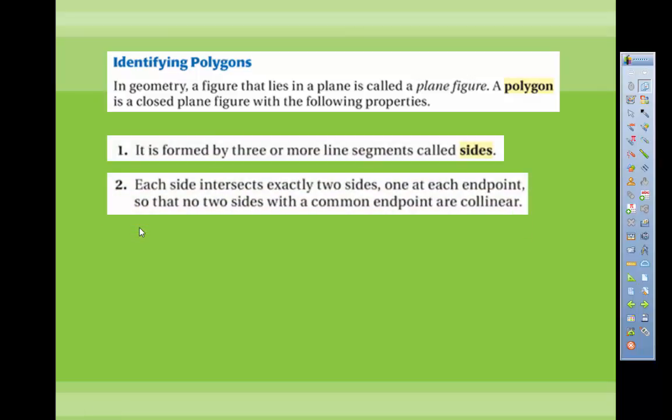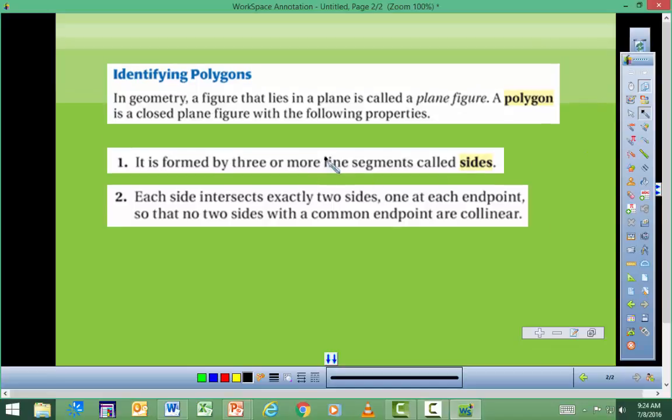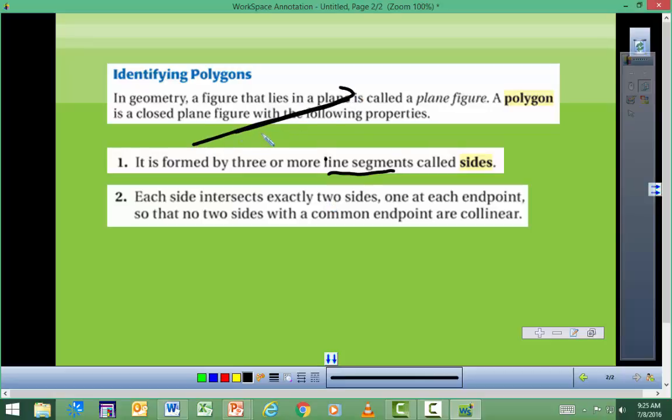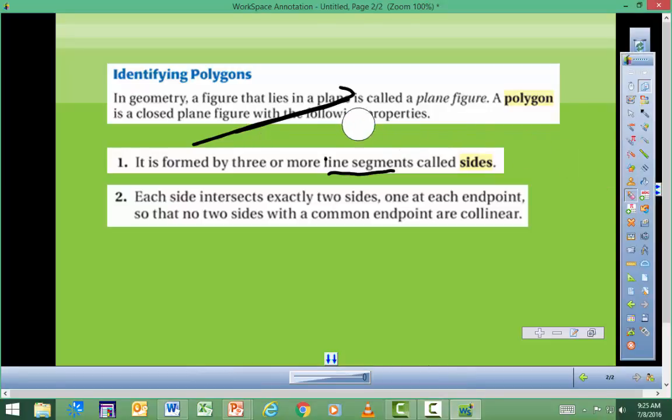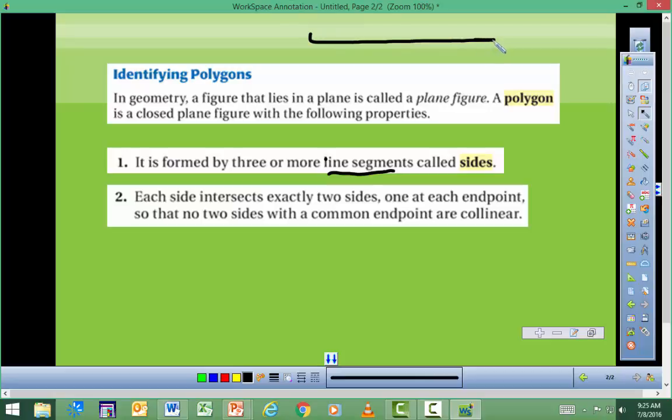First of all, it's formed by 3 or more line segments. So remember, line segments are straight. They come from lines, and so the sides of a polygon must always be straight, something like that. Well, that's ugly. I shouldn't draw up there. Maybe I should draw an example up here somewhere. You know, it needs to be straight. Each of the sides needs to be straight. So that's one requirement.